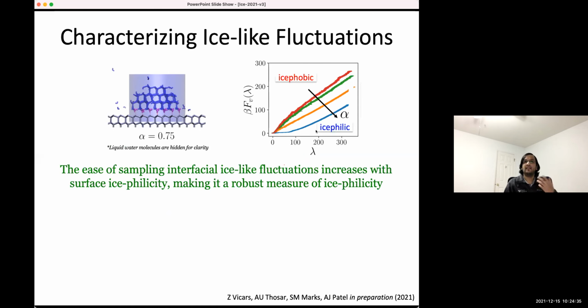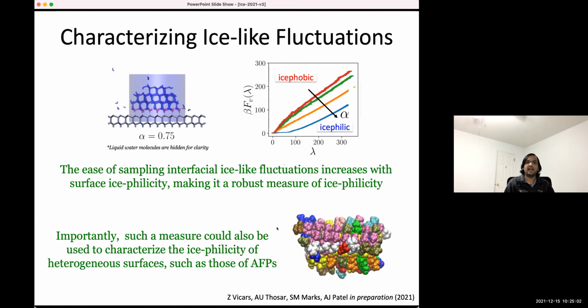And it now provides us these ice-like fluctuations, and the ease with which they can be observed near a surface can now be used as a molecular measure of the ice philicity of a surface, right? And now you might say, well, for these surfaces, you already knew what their ice philicity was, right? And you'd be right, but the true advantage of a molecular measure of this sort is that we could apply it equally well to more complicated surfaces like those of antifreeze proteins, for which things like contact angles or wetting coefficients are not even well defined, right?